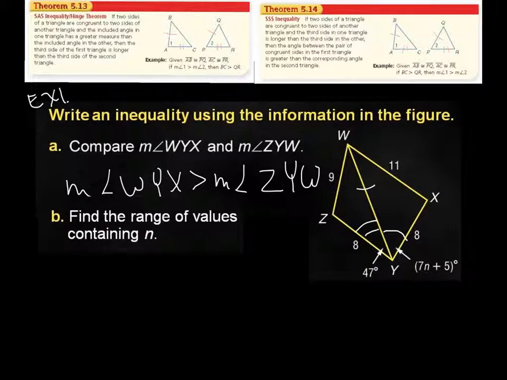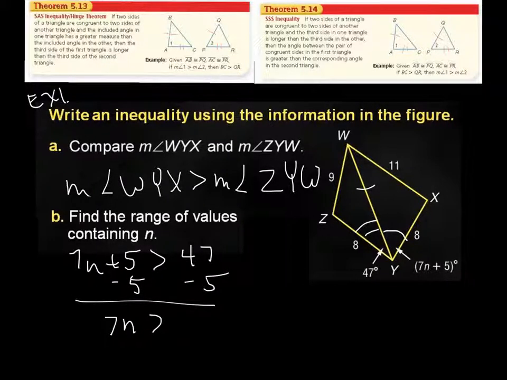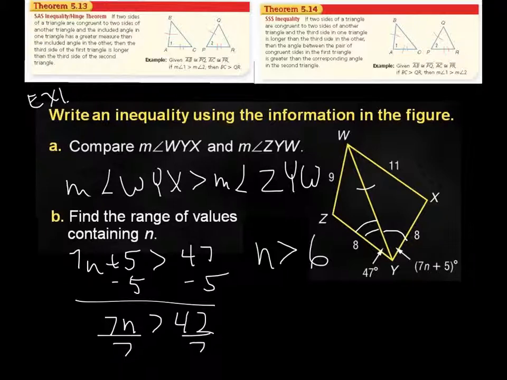For part B, they ask us to find the range of values containing n. We just said that the measure of angle WYX, which is 7n plus 5, is greater than the measure of angle ZYW, which is 47. So we can subtract 5 from both sides and divide by 7. So n must be greater than 6. And we know that we can't have negative angle measures. Well, not in a triangle. That would be odd.